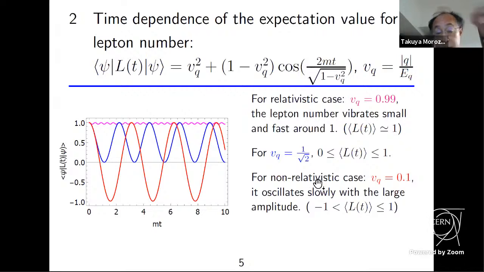And for a non-relativistic case that corresponds to velocity 0.1, then the cosine part is dominant. So then it oscillates slowly, but with a large amplitude. So that leads to 1 to minus 1 and oscillates that way.